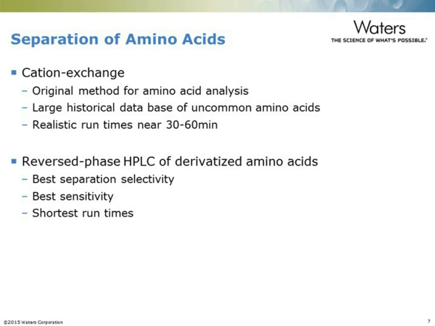In the last few decades, it has become very common to use reverse phase HPLC of derivatized amino acids. This technique for doing the separation gives us the best selectivity because we're using all the properties of the side chains. Because of the derivatization, we also can get the best sensitivity. And this combination of an easy separation leads us pretty directly to the shortest run times.